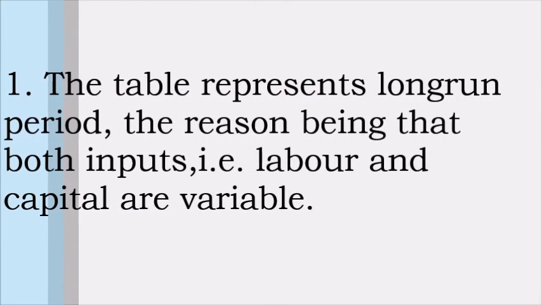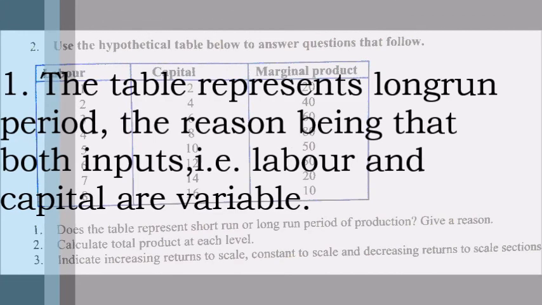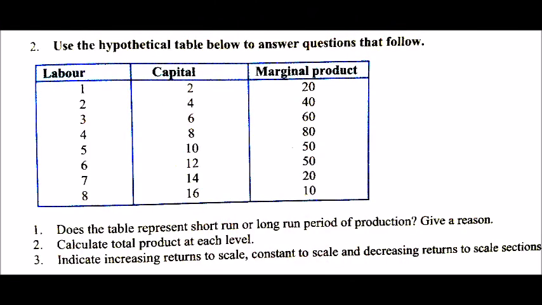Let's look at the possible solutions. The table represents long run period. The reason being that both inputs, that's labor and capital, are variable. As you can see from the table, labor varies or changes, that is 1, 2, 3, 4, 5, and capital also varies from 2, 4, 6, 8, 10, and so on.